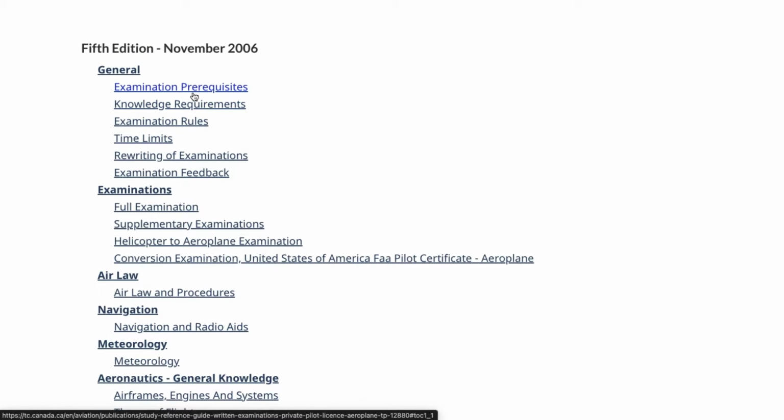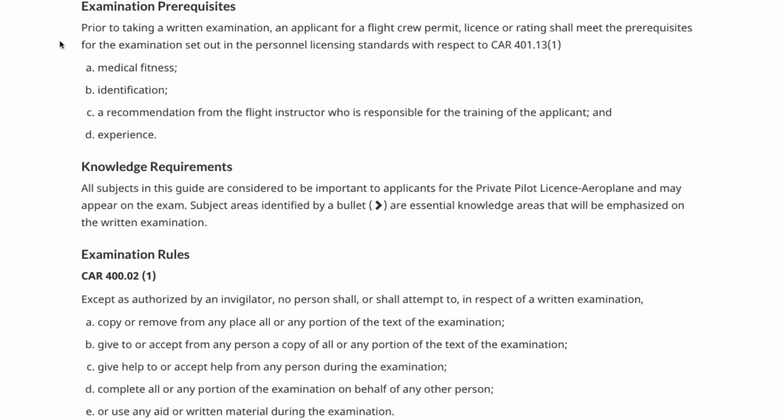Now the examination prerequisites really are having a valid medical, having a piece of identification like your driver's licence or your passport, having some sort of experience, so that might be, I believe, about 10 hours of flying, and a recommendation letter from your flight instructor.